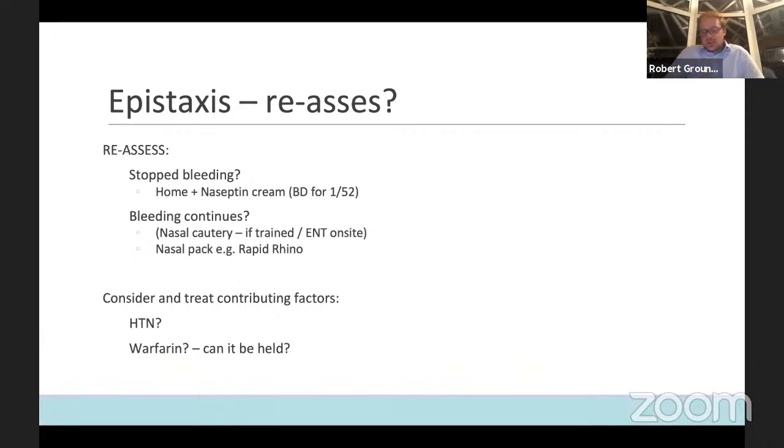Obviously, we've talked about the idea of cautery if you're trained to do it. If not, obviously ENT on site usually are able. In some places, in Manchester, they're actually using bipolar electrocautery in A&E, which is obviously a step forward under a local anaesthetic, just to get those epistaxis sent home. And then obviously rapid rhino put in as the thing that buys us time about what to do next. We've talked about warfarin already, and hypertension and management of those comorbidities.